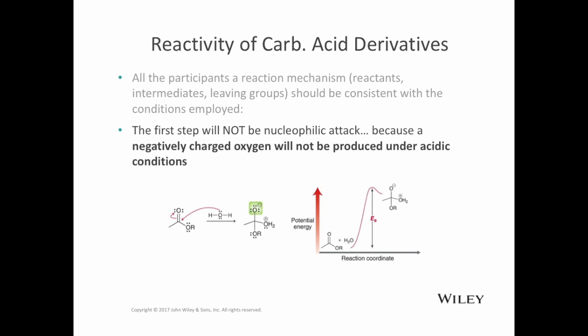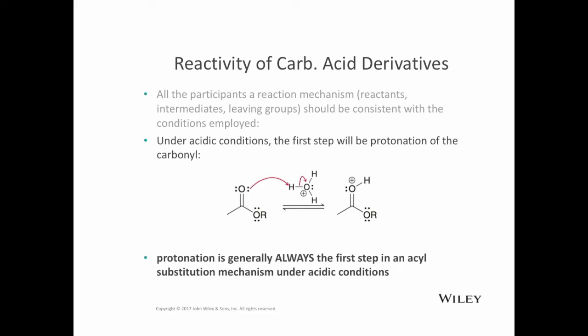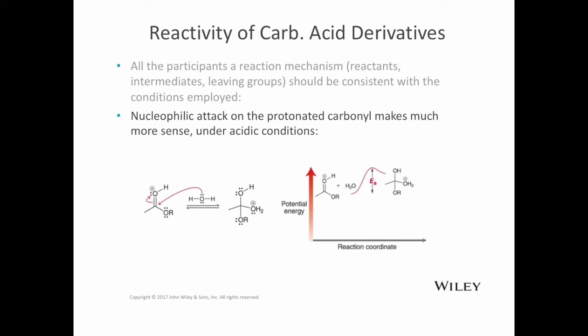Since this is an acid, the first step is not going to be nucleophilic attack, because then you would create a negative charge on the oxygen. So with acidic conditions instead, you want the first step to be protonation of that carbonyl oxygen to form this intermediate. Protonation is generally always the first step in an acyl substitution mechanism under acidic conditions. Now once you've protonated the carbonyl, water can do the nucleophilic attack to form this new intermediate. And here you're avoiding forming those negative charges in acidic conditions.